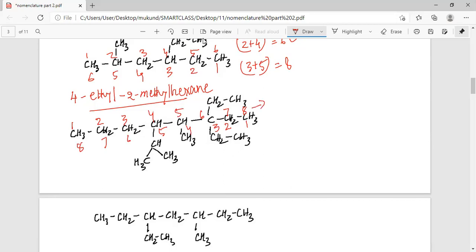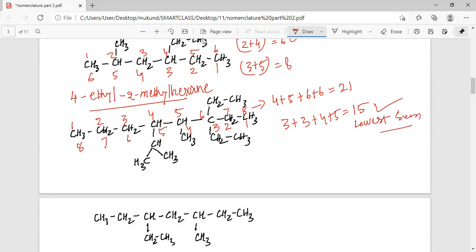So according to this way, we will find it as 4 plus 5 plus 6 plus 6, that is 6 plus 6, 12 plus 5, 17 plus 4, 21. And according to this way, my dear students, we will have 3 plus 3, because 2 branches on third carbon, plus 4 plus 5, that is 5 plus 4, 9 plus 3, 12 plus 3, 15. So this is what is correct according to the lowest sum rule, my dear student. And thus we can find out how we can give the name.